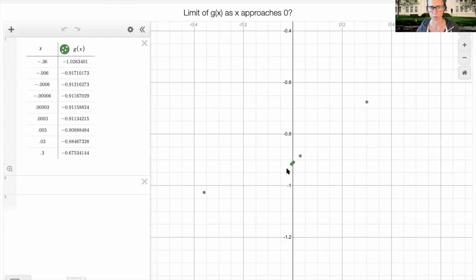For g of x, these green dots, looking at the table values, they seem to be getting pretty close to negative 0.911. Not sure what the next digit will be, but feel pretty confident about the negative 0.911.